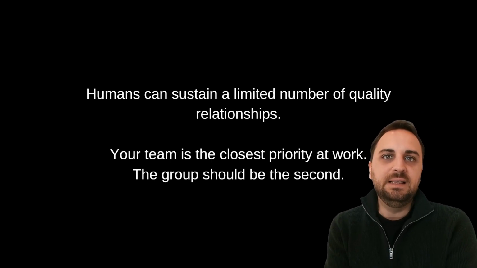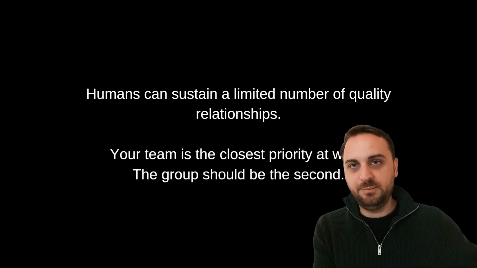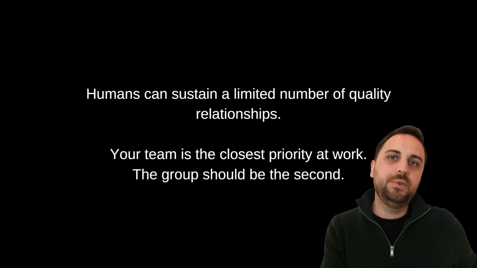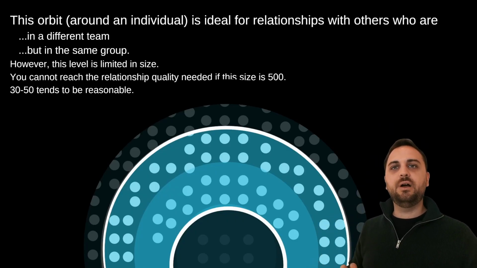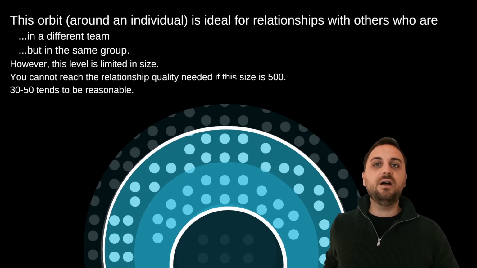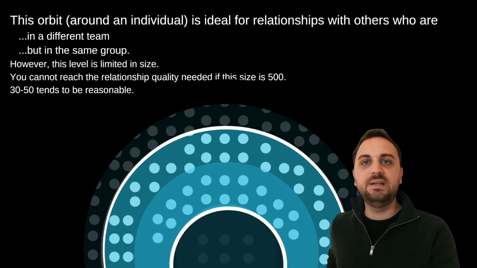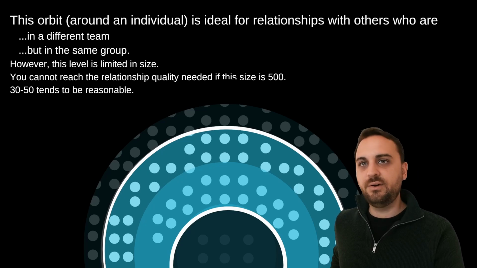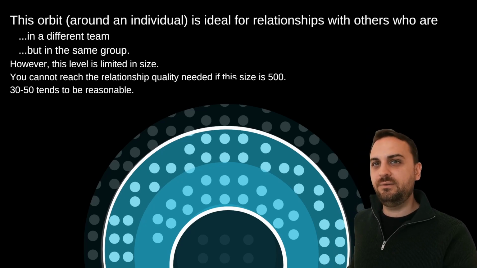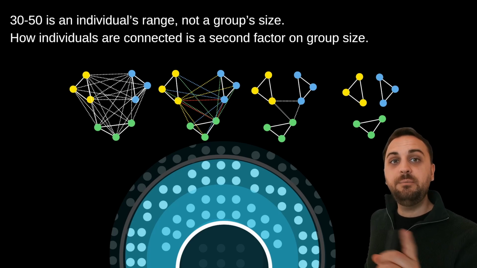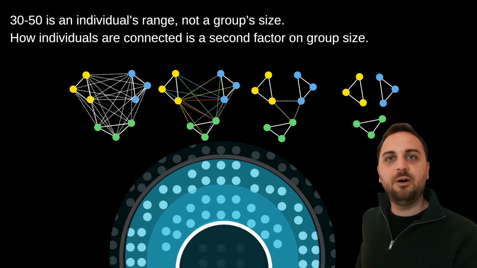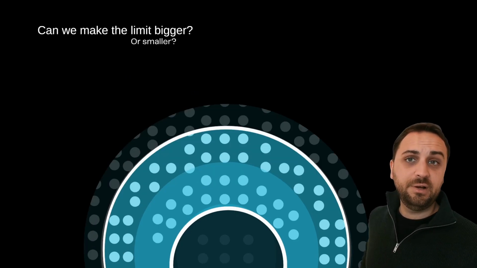Humans can sustain a limited number of quality relationships at each tier level. Your team is the closest priority at work. The group should be second. This orbit is ideal for relationships with others who are in a different team but in the same group. This is limited in size. You cannot reach the relationship quality needed if this size is 500. 30 to 50 tends to be reasonable, but I found you can actually flex this. And we talked about that as well, right? The type of network you have will influence how big that graph can get before we hit the bounds of those social limits.